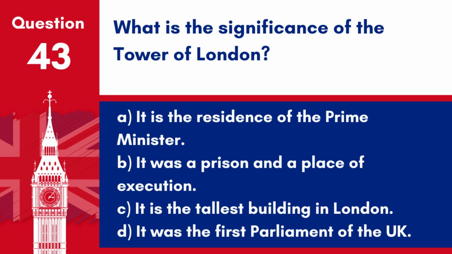It is the residence of the Prime Minister. B. It was a prison and a place of execution. C. It is the tallest building in London. D. It was the first Parliament of the UK. Answer. B. It was a prison and a place of execution. The Tower of London has served various roles, including that of a royal palace, an armoury, a treasury, and most notoriously, a prison and place of execution.